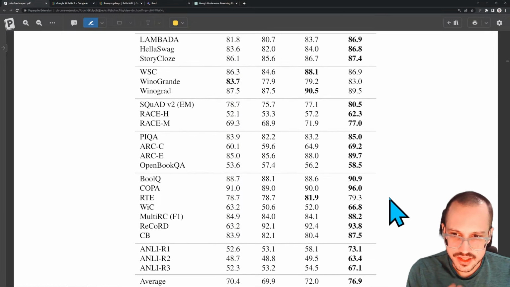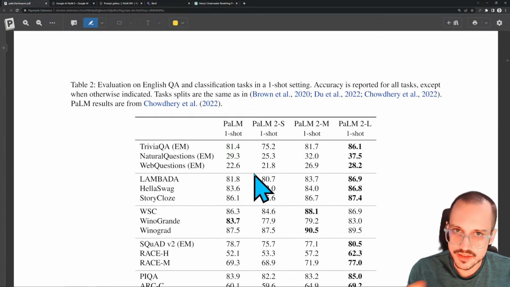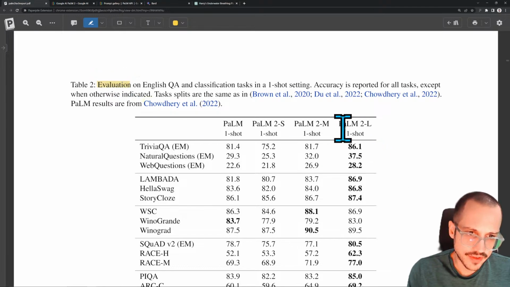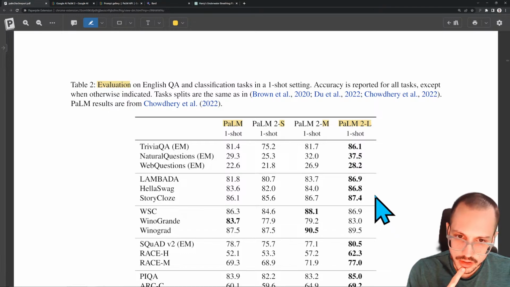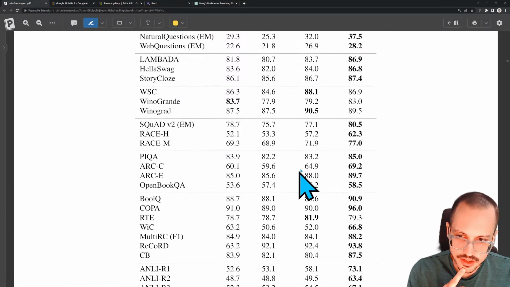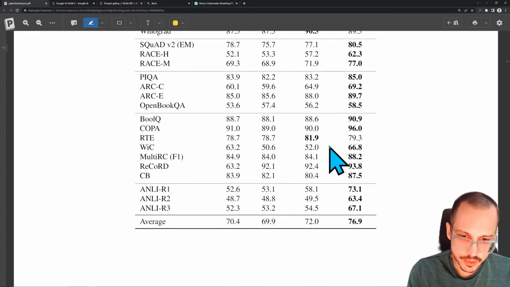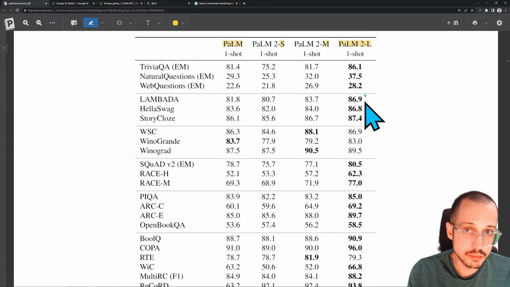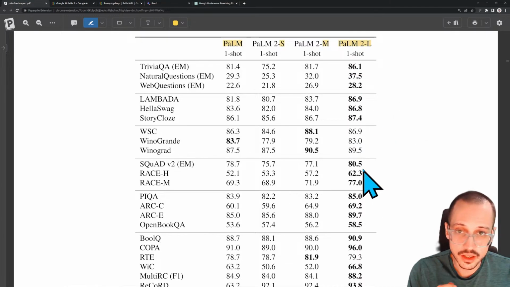Yeah, this is what I'm talking about, where it's evaluation, and the only thing they're evaluating it against is themselves. They're evaluating the PaLM model with the different sizes, so small, medium, and large. And you can see small, medium, and large, so 75%, 81, 86. So of course the slightly smaller one is going to be slightly worse, and the slightly bigger one is going to be slightly better.